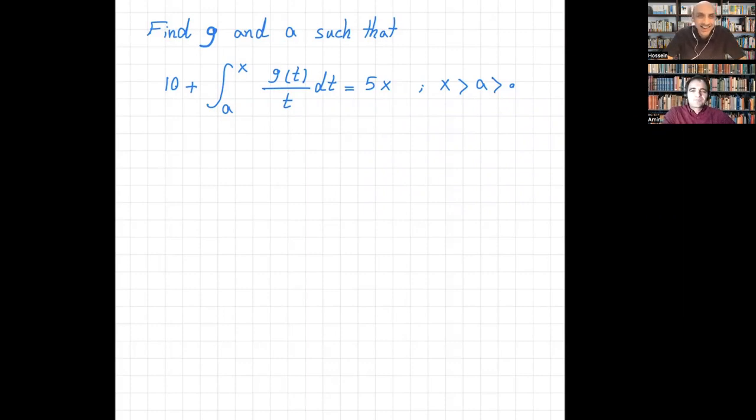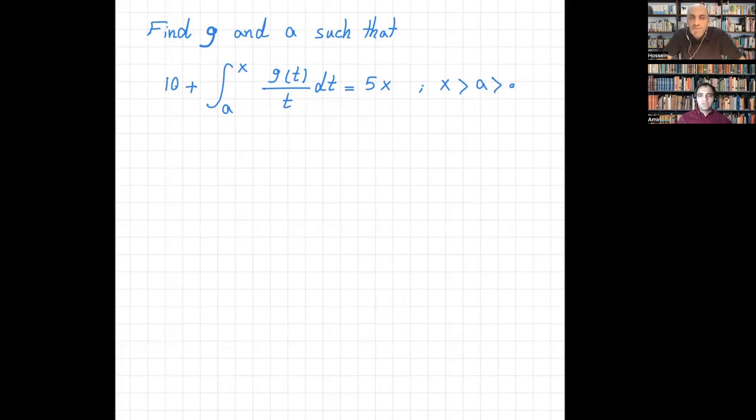Yeah. So here we have an equation in terms of x, but inside the equation we also have an integral. Let me read the problem for you. Find g and a such that 10 plus the integral from a constant a to x of g of t over t dt equals 5x, such that x is greater than a and a is greater than 0. So all of them are greater than 0, positive and non-zero.